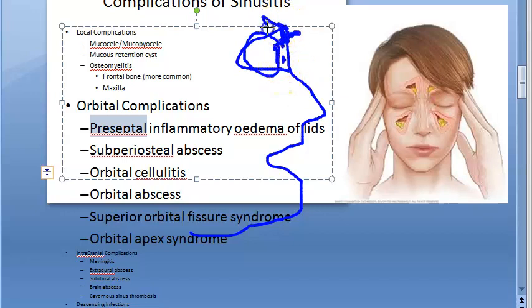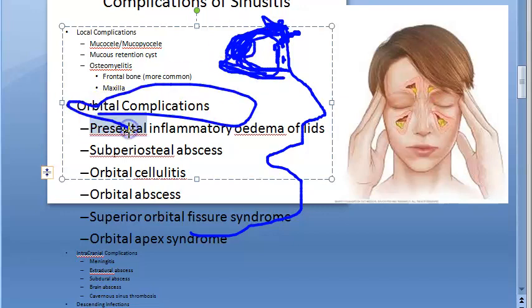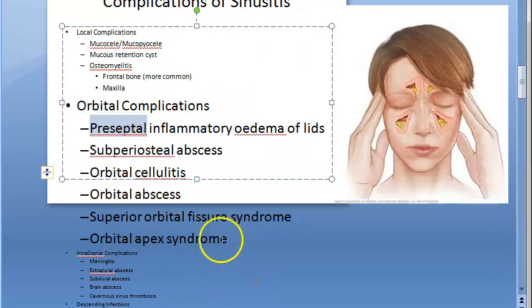Subperiosteal abscess, in the bone, then orbital cellulitis. Now they're coming to the orbit itself: orbital cellulitis, orbital abscess, superior orbital fissure syndrome, orbital apex syndrome. There are so many things that you need to know here. There are a lot of orbital complications. This itself can come as a separate question for you. Now let us move on to the intracranial complications.